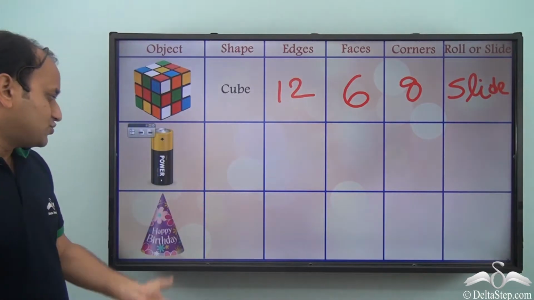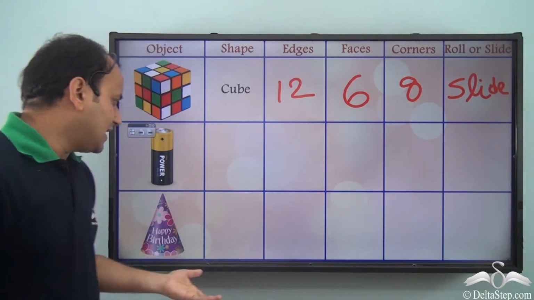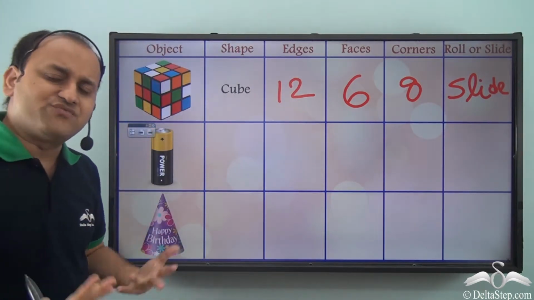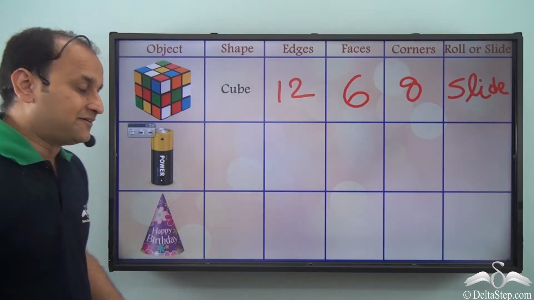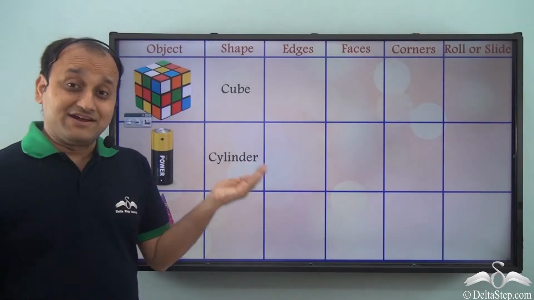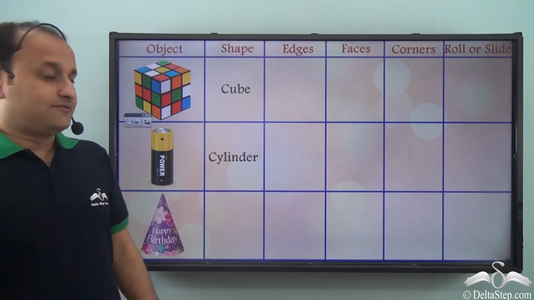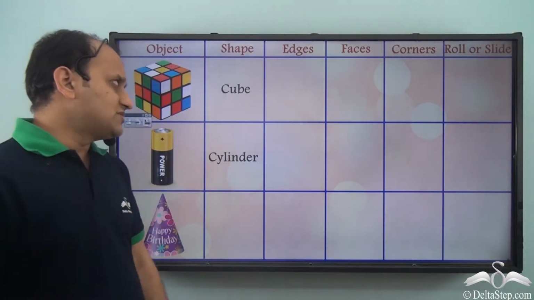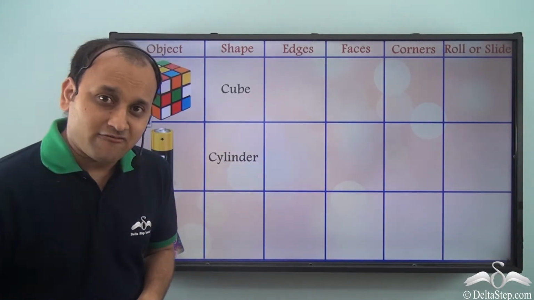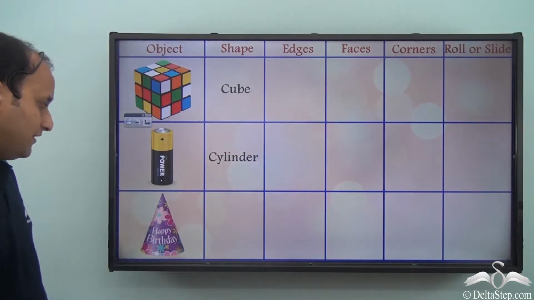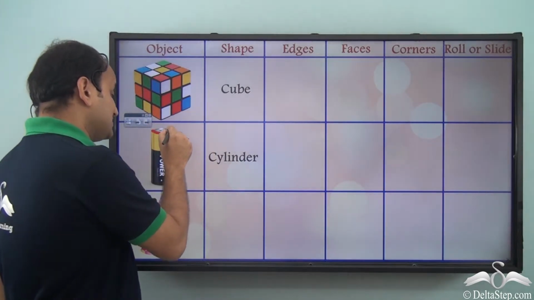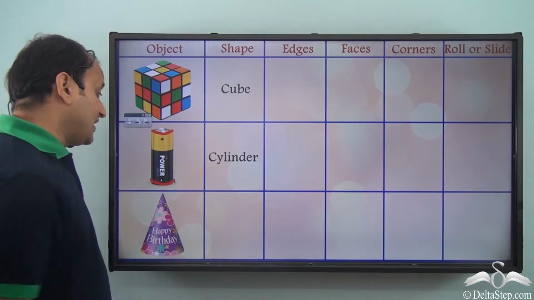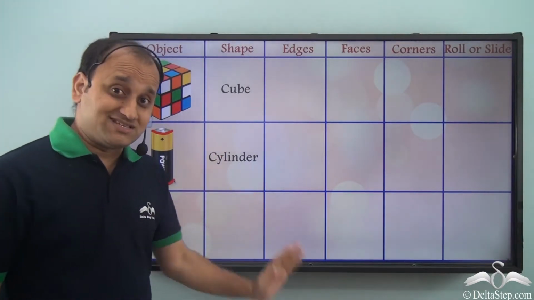Now let's come to this battery. Now this battery resembles which particular shape? Well, the answer is cylinder. So it resembles a cylinder. Now if we talk about cylinder, how many edges does it have? Well, in the case of cylinder we have 2 edges. So this is one edge and this is one edge. So we have 2 edges in a cylinder.